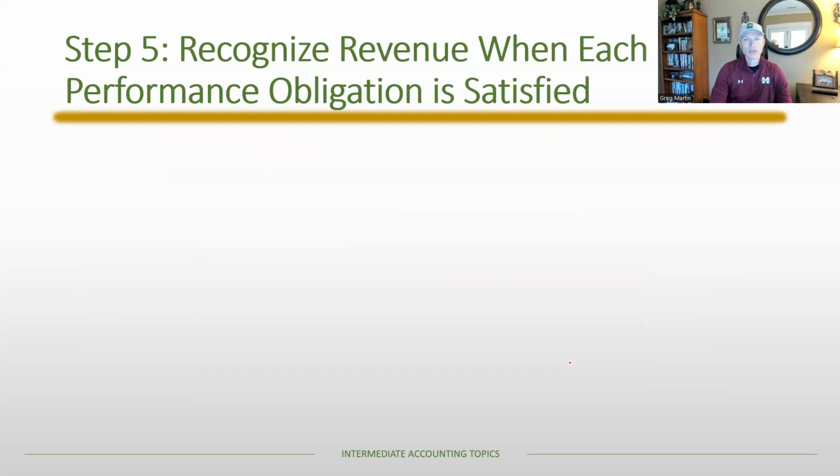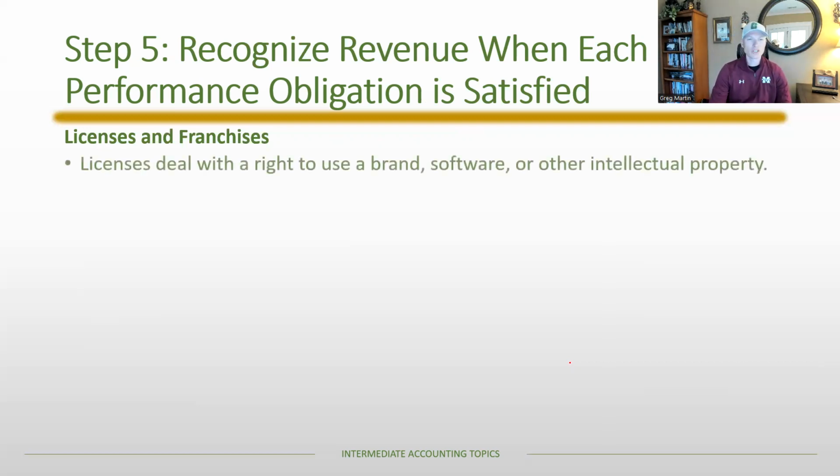All right, so now we're getting to some nuances with step 5. In other words, when is a performance obligation actually satisfied? Not a ton here. This is probably more conceptual than anything else, but we'll walk through some. Licenses and franchises: with certain licenses and franchises, the length of the license sometimes can be specified. The length of the franchise agreement sometimes can be specified, but it does get a little bit complicated, and so I just want to walk through it.